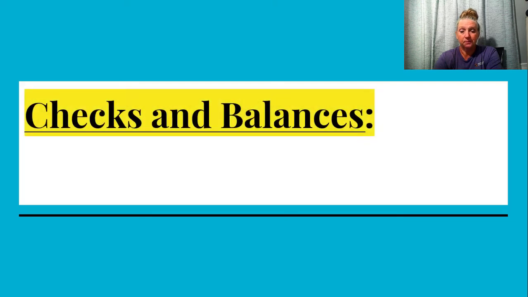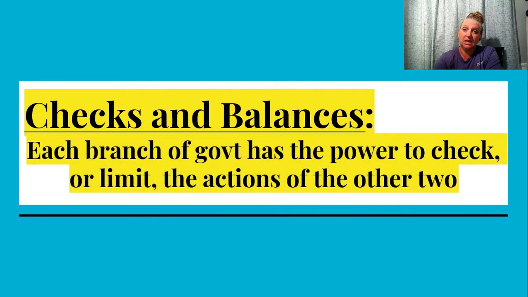Our third principle is checks and balances. This is a term you probably have heard before. Most definitely way back in 8th grade, you should have heard this term when you studied U.S. history and covered the founding. So checks and balances is just that each branch, in this case the executive, legislative, and judicial branches of government, has the power to check or limit or control the actions of the other 2. And it's just a way to ensure that one branch does not abuse its powers.